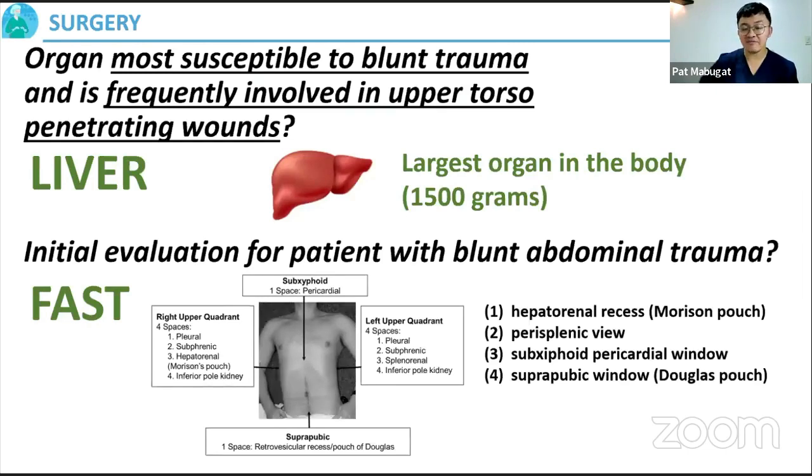Okay, we also have the EFAST. The EFAST is extended FAST, which has the same 4 views again: liver, spleen, dependent pelvic area, subxiphoid. It now also includes the hemithoraces to identify if there's a hemothorax or a pneumothorax or other injuries to the thoraces.